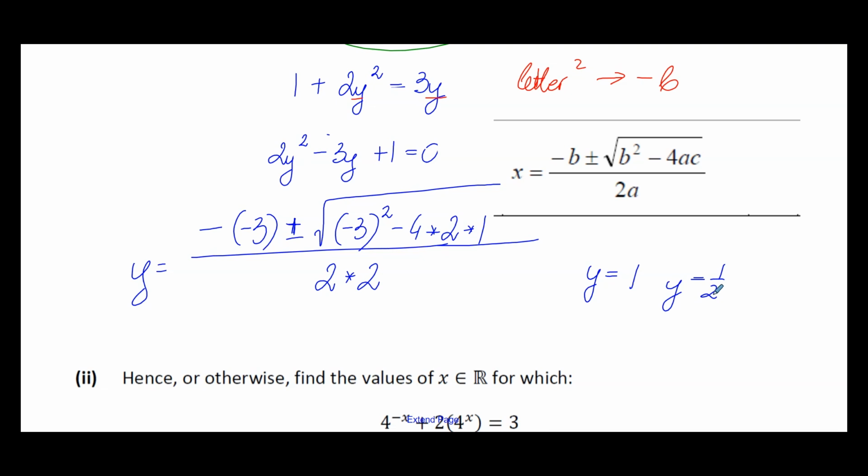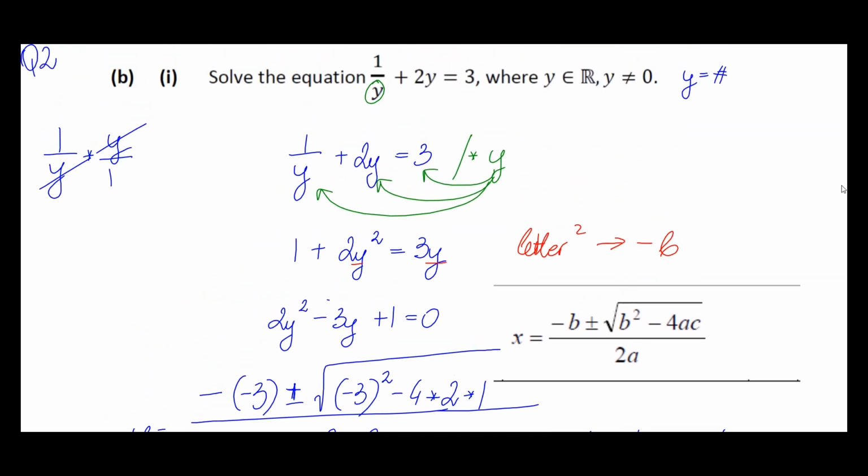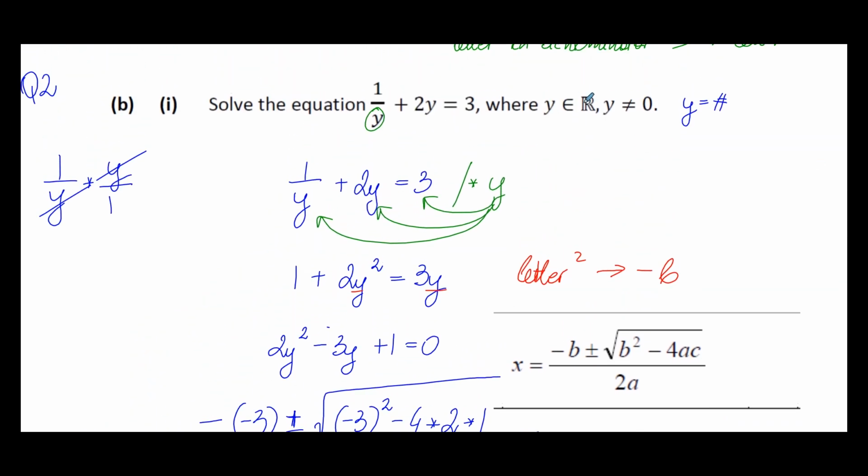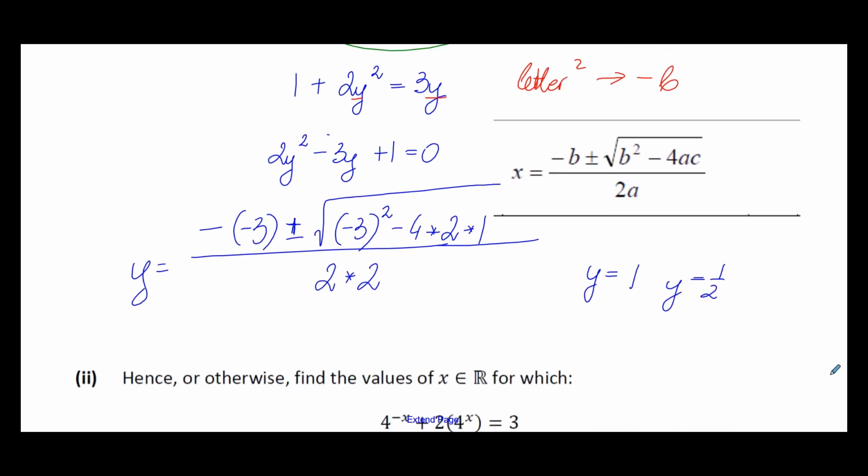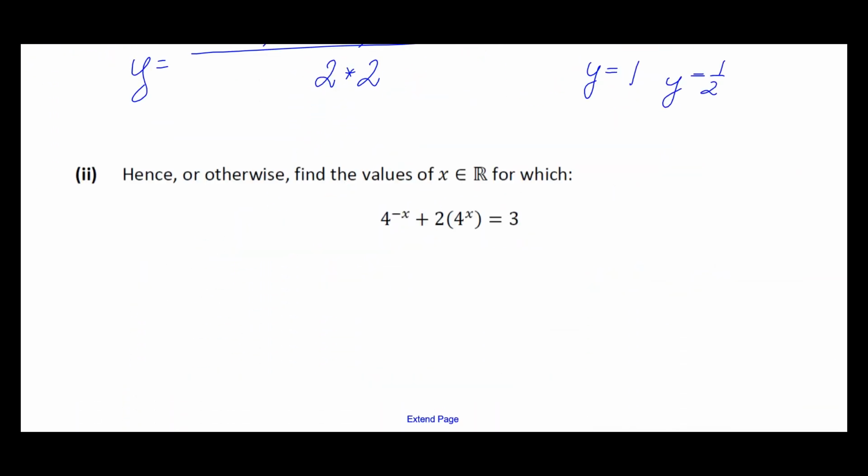What's one thing to remember here? Always check if both answers are applicable in the context of the question. Now, what did we know about y? That it belongs to R, so that's fine. And it cannot be 0, so that's fine. None of our answers are 0, so both of them are applicable.